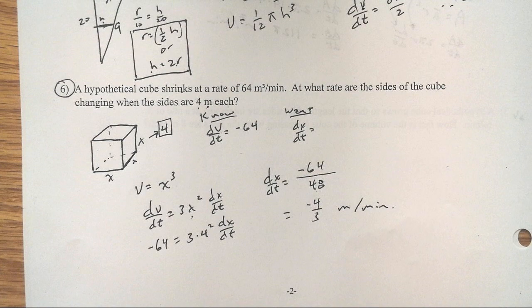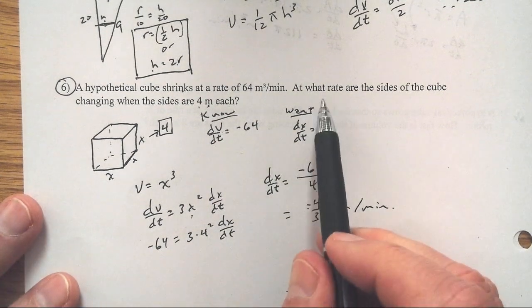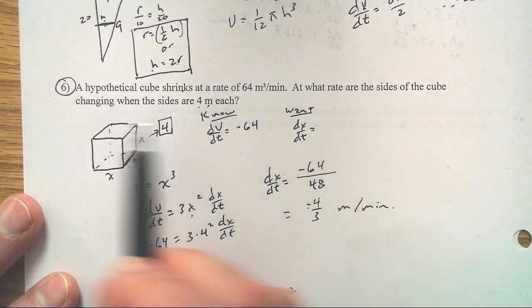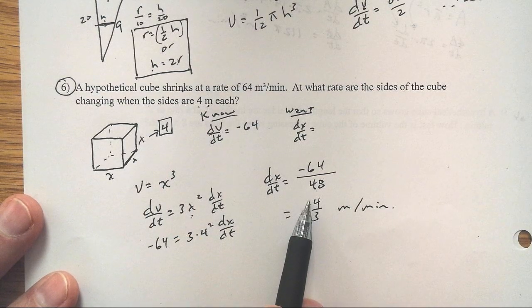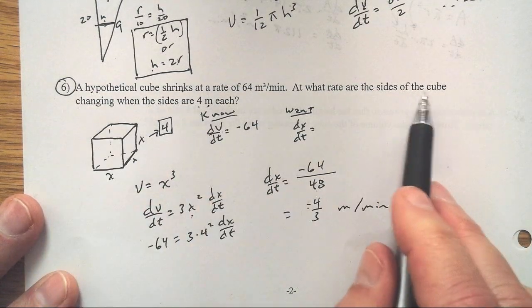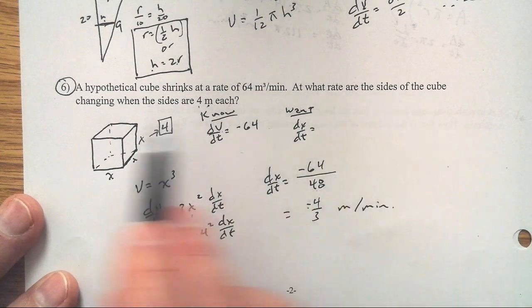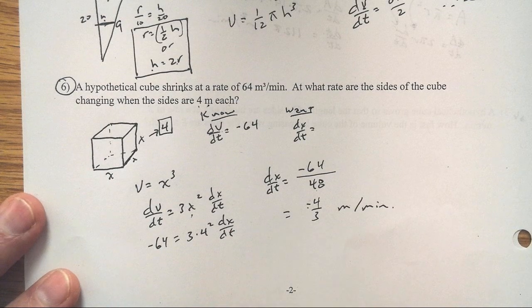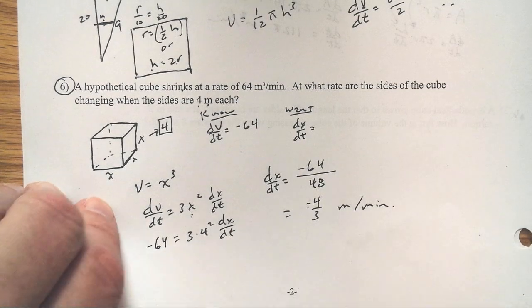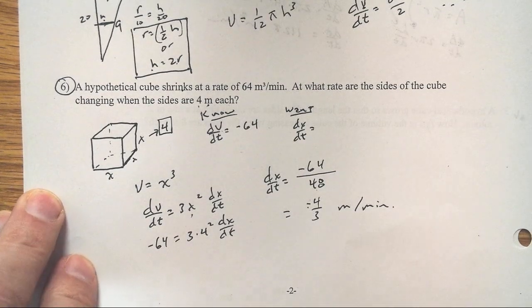And now, we want to be careful with that negative, because if they asked, at what rate are the sides of the cube shrinking, then we would just say at 4/3 meters per second. At what rate are the sides increasing, that would be negative. And when it says changing, we should really include that negative there. They are getting smaller, and changing doesn't necessarily imply getting smaller.